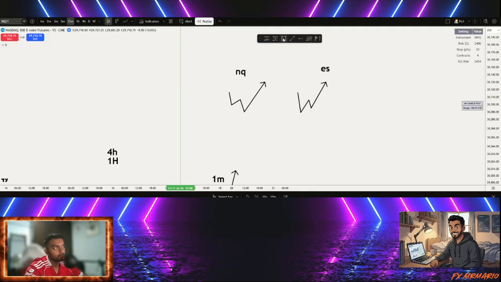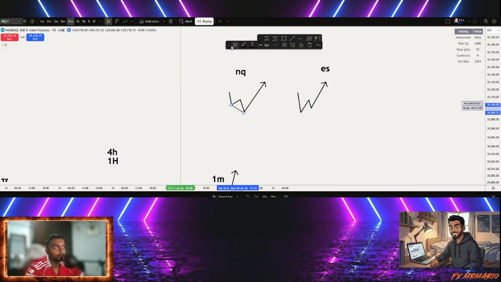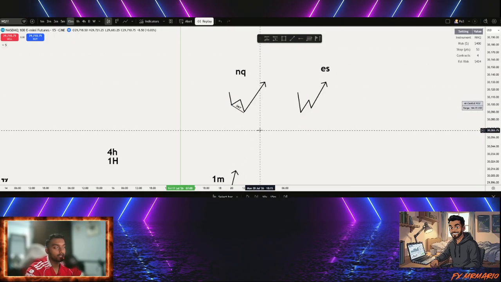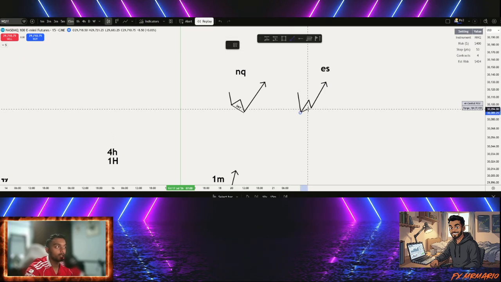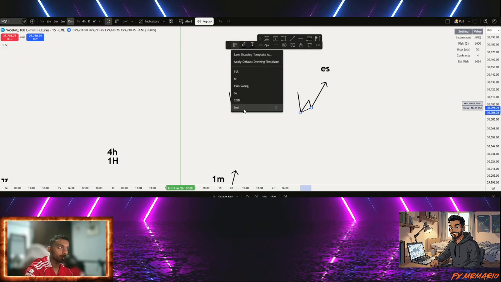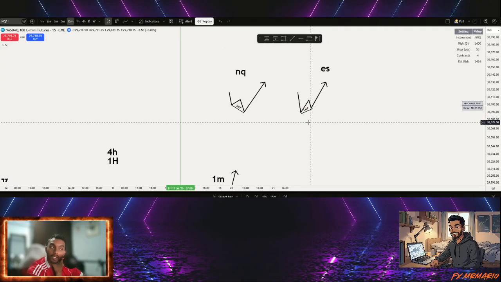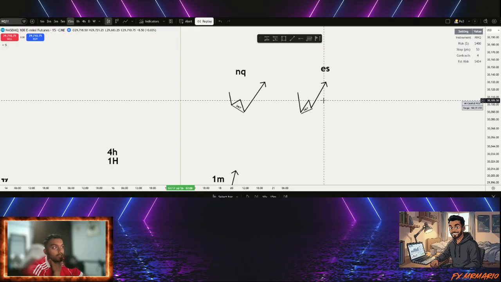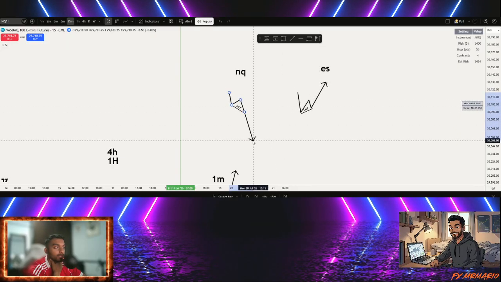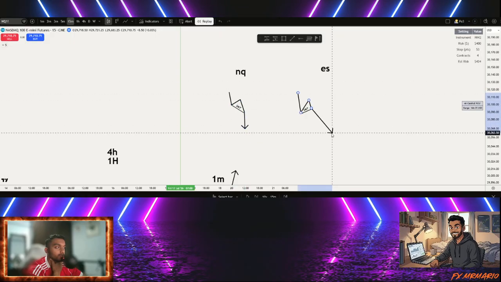This is called a bullish SMT, when the price swept on NQ, like the lower low was swept on NQ, but on ES it did not sweep. So now this is an SMT, an SMT divergence. This shows that if it's below, price is going up. Now if the same thing is going to be like that, how do I do this?